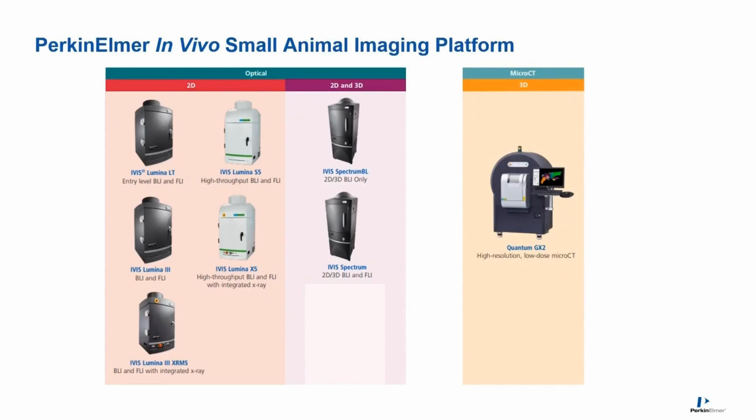Okay, this slide shows the range of optical imaging systems under the IVIS series. We have benchtop systems for 2D bioluminescence and fluorescence imaging for the output of 3 to 5 mice. And some of these systems have additional X-ray function, so we can have anatomical information on these small animals. In addition, we also have standalone systems such as the IVIS Spectrum and Spectrum CT that can do both 2D and 3D imaging. And last but not least, we have a dedicated standalone high-resolution micro-CT imaging system, which is known as the Quantum GX2, which I will not talk about today.